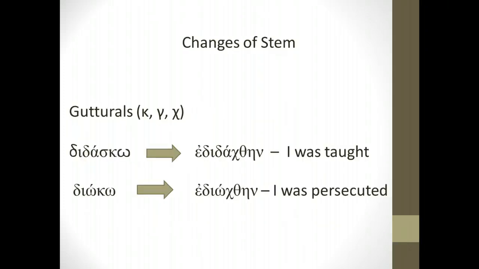With your gutturals, that is your kappa, your gamma, and your chi, the same thing happens. The hard consonant becomes influenced by the theta and becomes its aspirated partner. So didasko becomes edidachthen. Dioko becomes edioxthen. Edidachthen, I was taught. Edioxthen, I was persecuted. And in this case, for parsing, it's simply aorist passive indicative, first person singular.